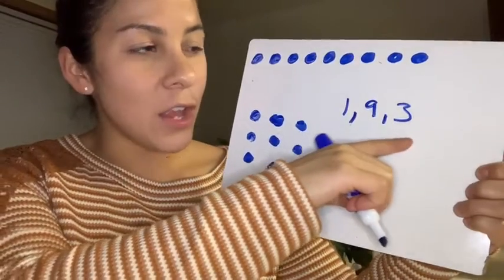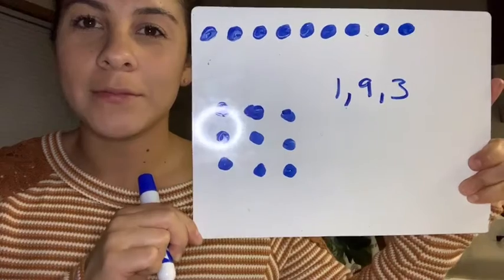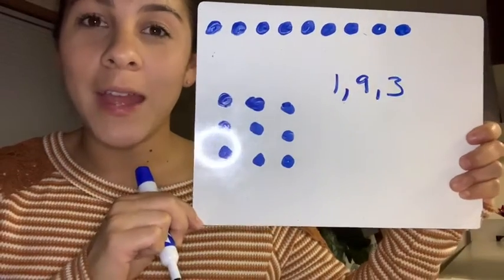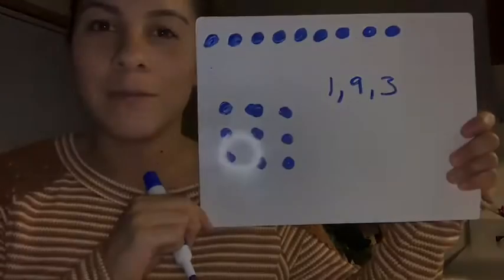If 9 has 3 factors, does that make it a prime number or a composite number? Composite, you're right. 9 is a composite number because it has more than 2 factors.